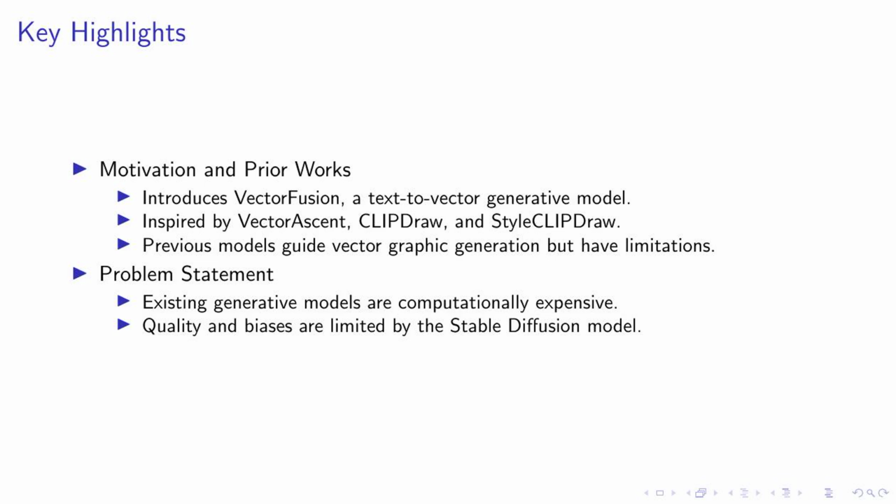Firstly, existing generative models are computationally expensive. This is due to the increased capacity required for forward passes through the generative model. Secondly, the quality and biases of the generated vector graphics are inherently limited by the Stable Diffusion model. Despite these challenges, we believe that VectorFusion represents a significant step forward in the field of text-to-vector generation. As text-to-image models continue to advance, we anticipate that VectorFusion will likewise continue to improve.